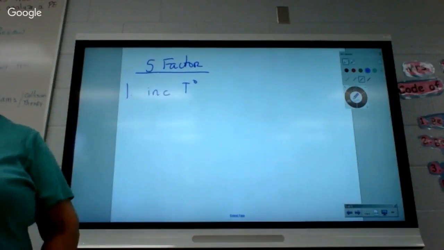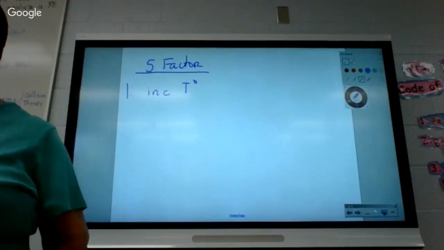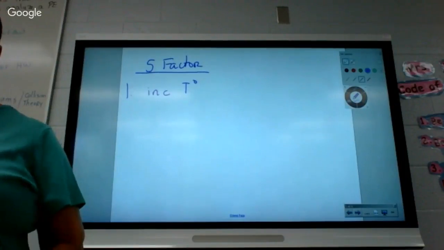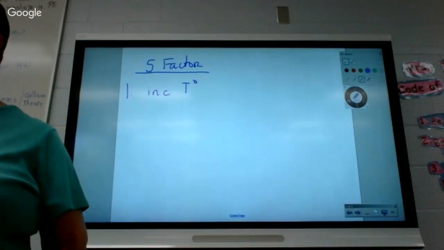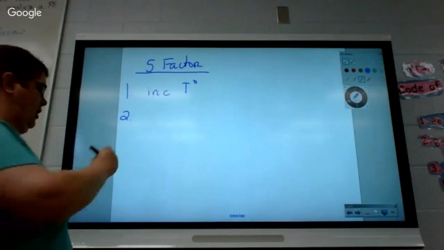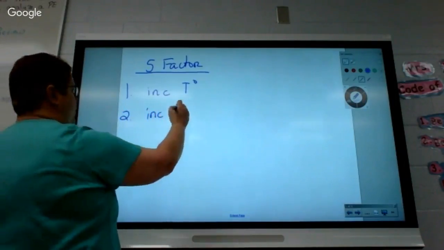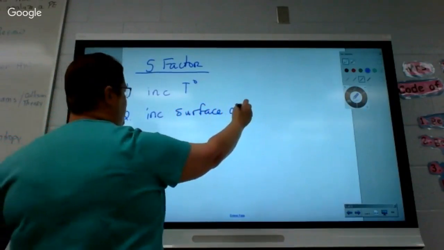We said we could increase the temperature. If we increase the temperature, what do the molecules do? They move faster. If they move faster, they're going to bump more often, and they're going to do it with more what? More energy. All right, what's the second thing we could do? We could increase the surface area. If we increase the surface area, there's more exposed area.